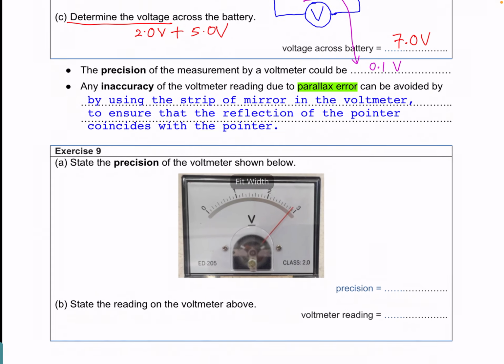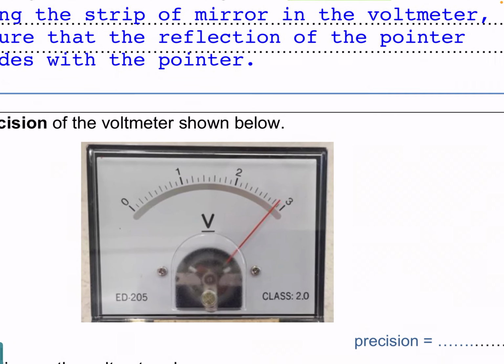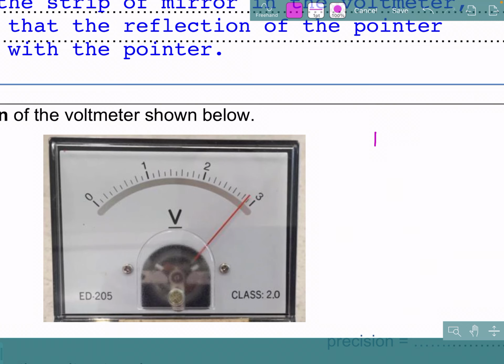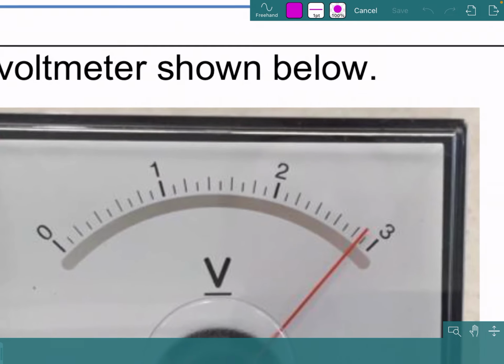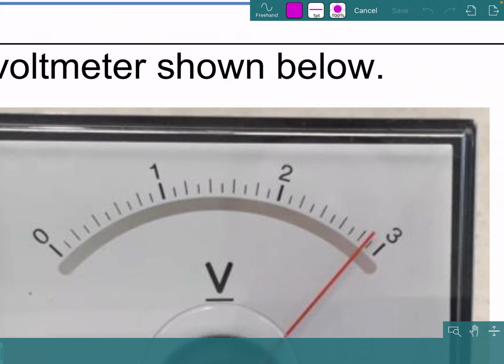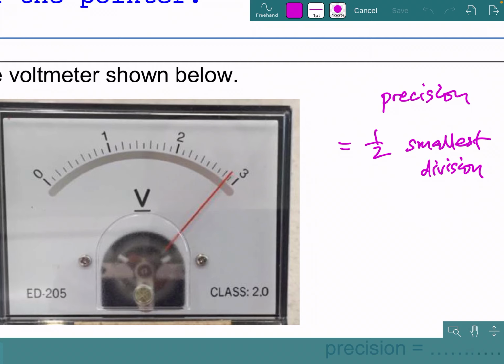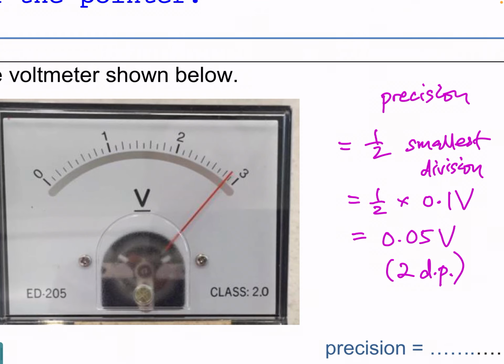Right, and then we have one exercise here. State the precision of the voltmeter shown. Precision, for an ammeter or voltmeter, is equal to half the smallest division in our instrument. So in this particular instrument, we look very carefully. There are 10 divisions from 0 to 1. In other words, the smallest division here is just 0.1 volt. So half of that will be 0.05 volt, which means all our readings using this voltmeter must be recorded to 2 decimal places.